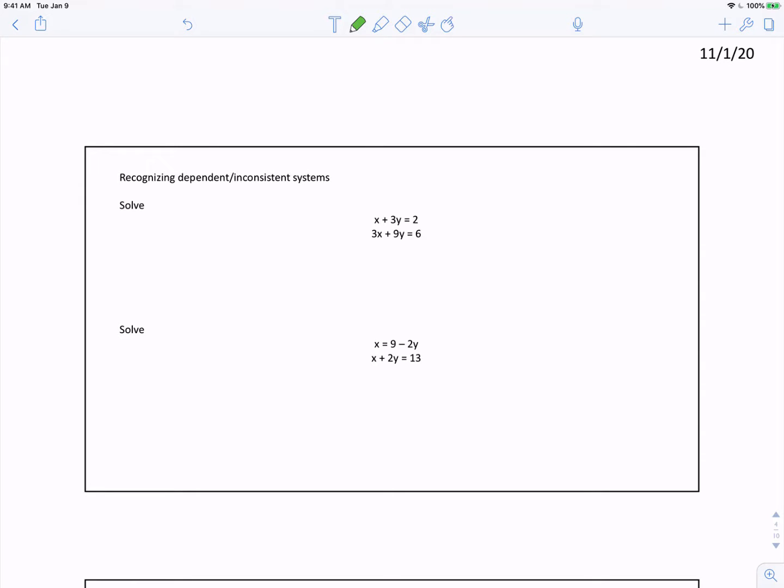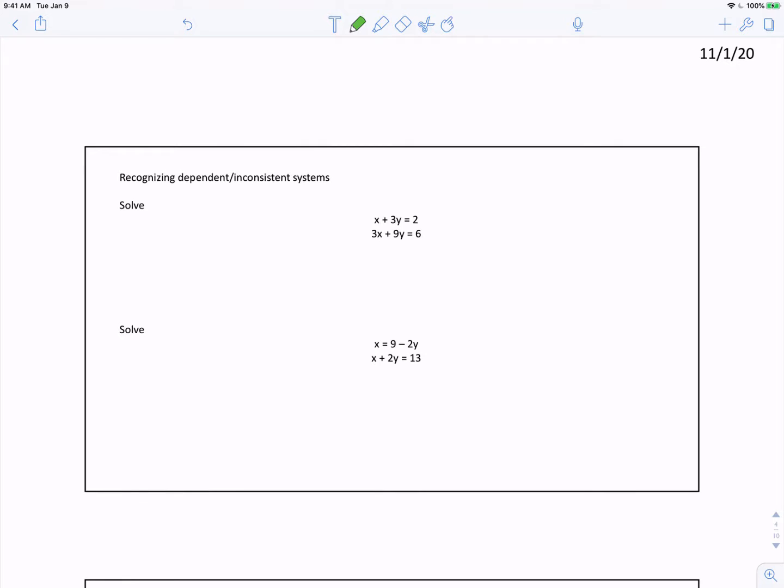One thing we noted earlier was that not all systems have a unique solution. Some are dependent and some are inconsistent. So how do you recognize those when you're solving the system? So let's take a look at this example. We'll solve this one by substitution.